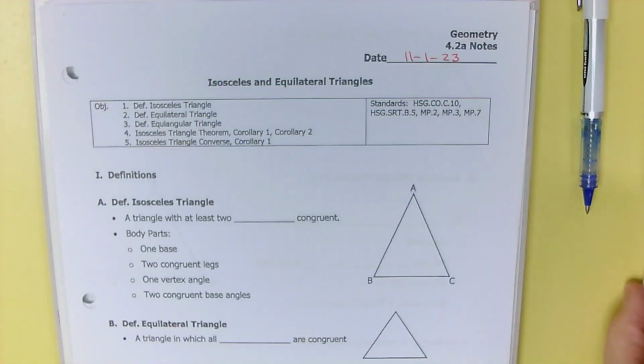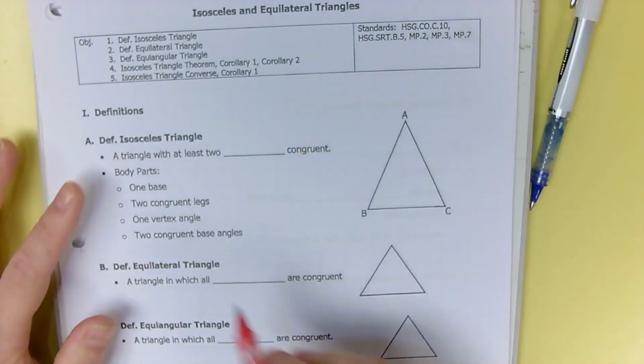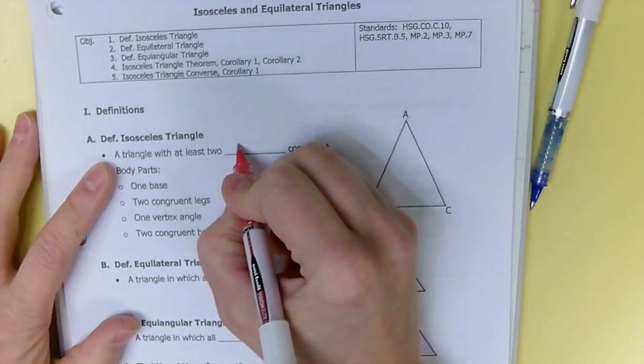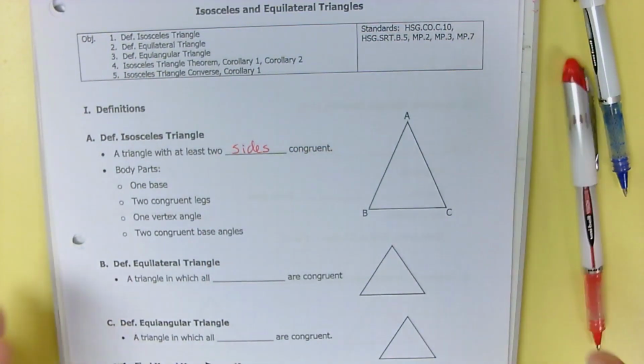Okay, so we are going to learn about isosceles and equilateral triangles. These are two special types of triangles, and they have their own theorems that go with them, some theorems and some corollaries. So we're going to cover that today. All right, so the first type of triangle we're going to cover is isosceles. And an isosceles triangle is a triangle with at least two sides congruent.